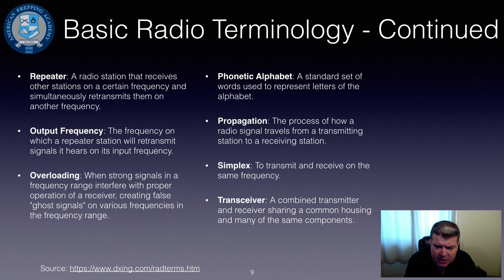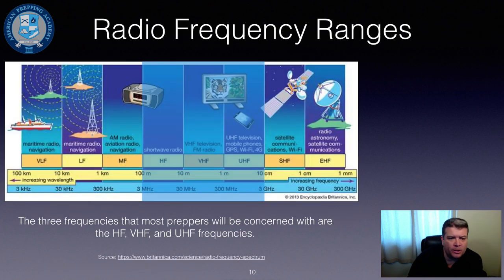Propagation is the process of how a radio signal travels from a transmitting station to a receiving station. Some frequencies and wavelengths behave a little bit differently. Simplex is to transmit and receive on the same frequency. And a transceiver is a combined transmitter and receiver sharing a common housing and many of the same components. And that would be what you would normally think of as a normal walkie-talkie or any radio that both transmits and receives. Okay, so let's talk about radio frequency ranges, the spectrum of frequencies.